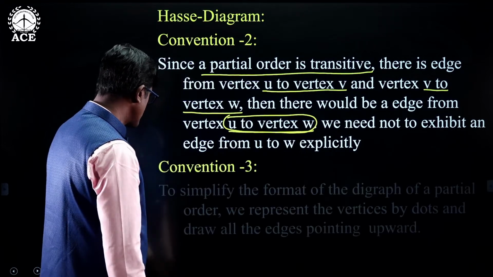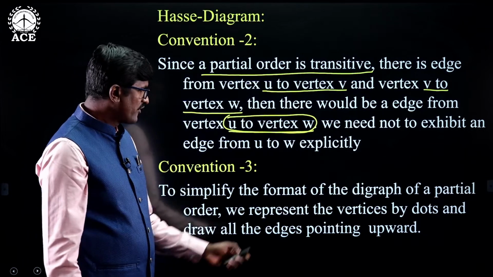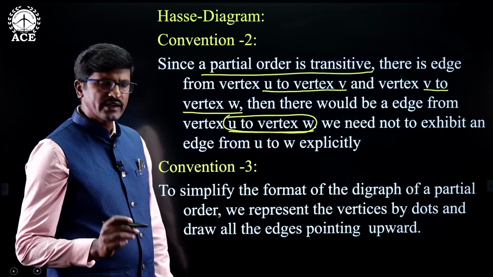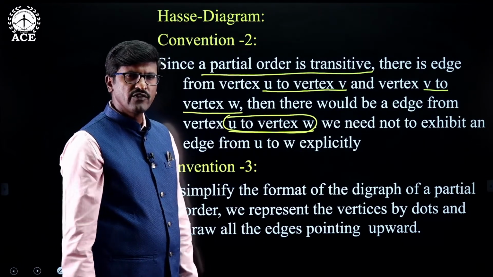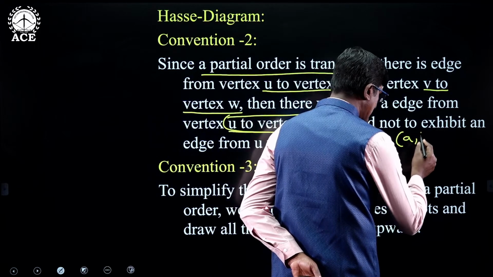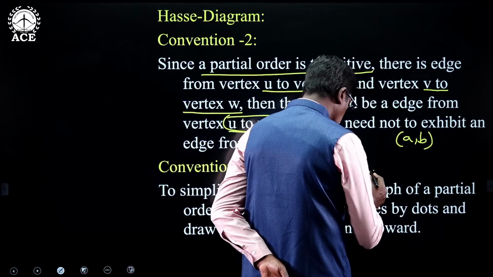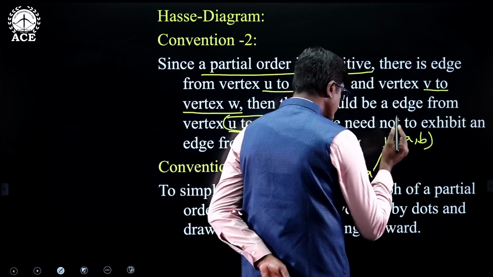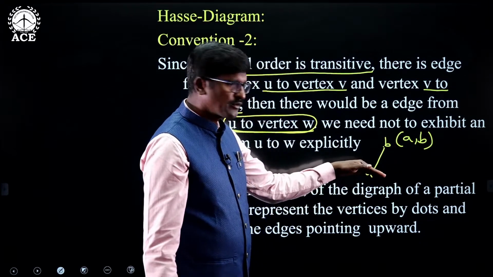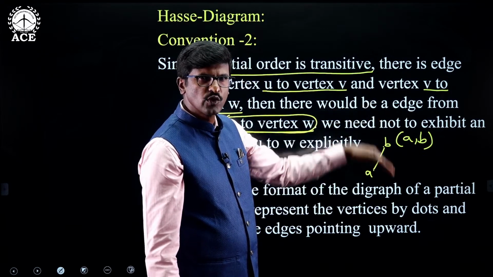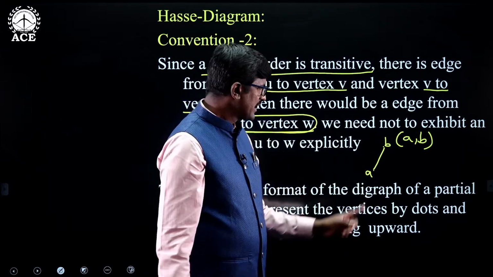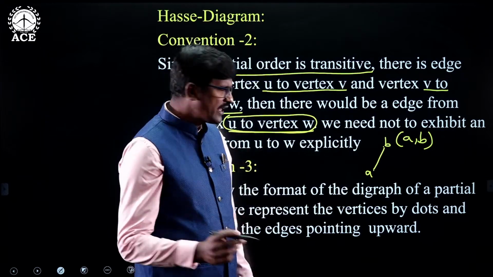Now the third convention says that to simplify the format of the digraph of the partial order, you are going to represent every vertex with dot. And one more thing, if there is an edge A comma B, then A must be downwards and B must be upwards. So when there is an edge from A to B, you place A downwards and B upwards, so that we understand that there is a relation from A to B. It doesn't mean that there is a relation from B to A. There will be only relation from A to B.